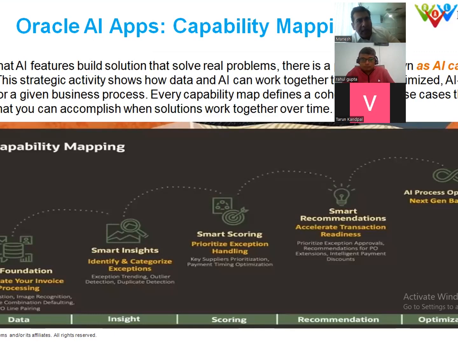So in Oracle AI apps, this is built to provide a solution that actually solves real problems, not any hypothetical things. There's a process called AI capability mapping. On this slide, we have five areas: data, insight, scoring, recommendation, and optimization. All these are parts of AI capability mapping.